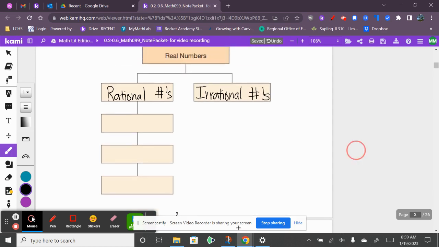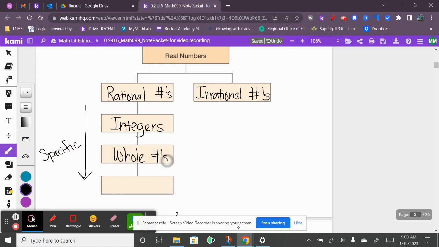Now, we can also break down rational numbers into more specific types. If they're either the whole number or their opposites, then they are considered integers. As we work from the top down, we get more specific. The more specific ones would be our whole numbers, and then our most specific are going to be our counting numbers, because counting numbers don't include 0.